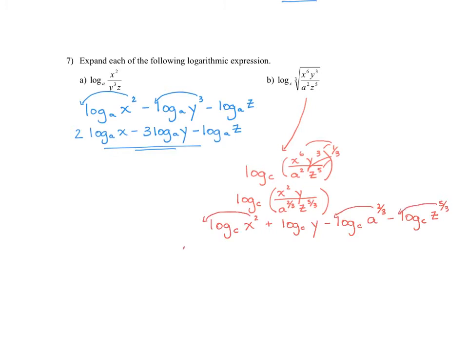And this will become 2 log base c of x plus log c of y minus 2/3 log base c of a minus 5/3 of log base c of z. And that will be your answer in expanded form.